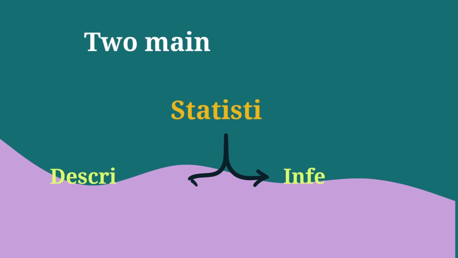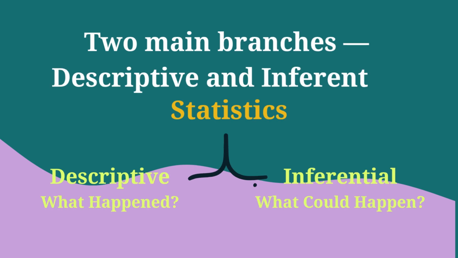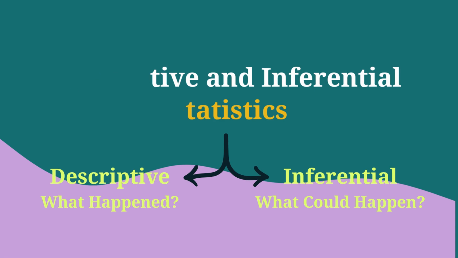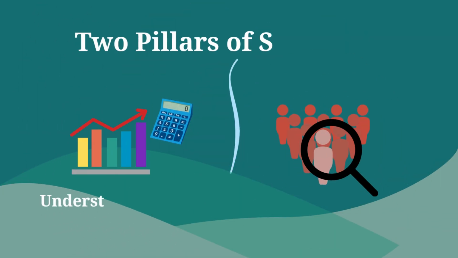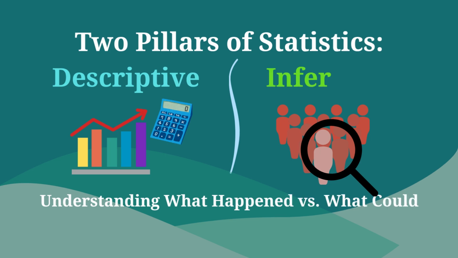Now that we know what statistics is, let's break it down into two main branches that guide every type of analysis we do. Statistics can broadly be divided into two main branches, descriptive and inferential. Both are essential, but they serve very different purposes.